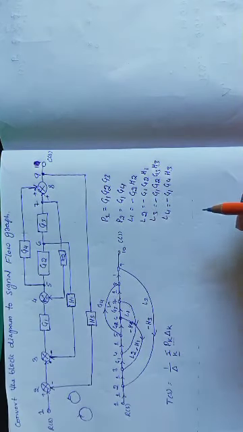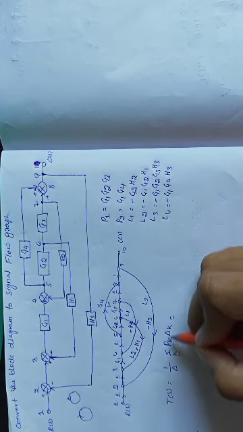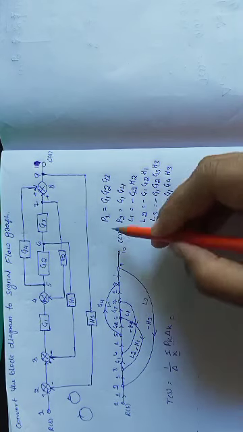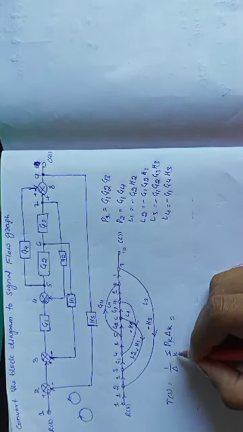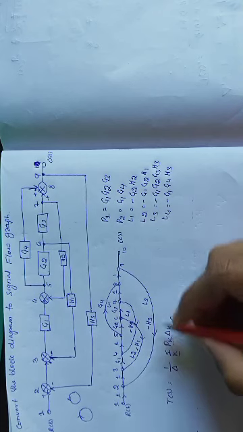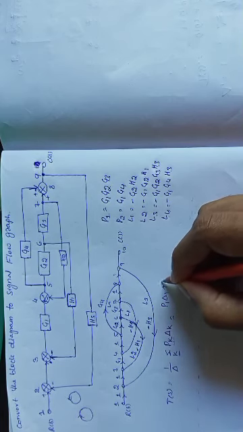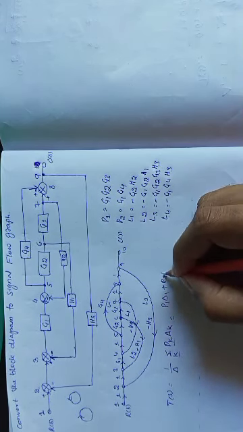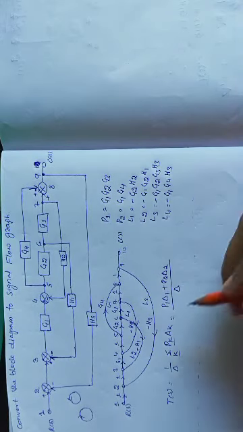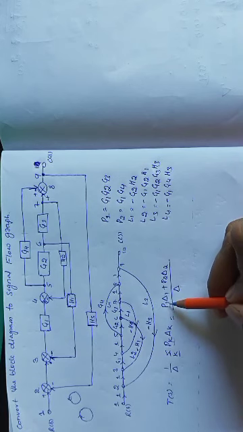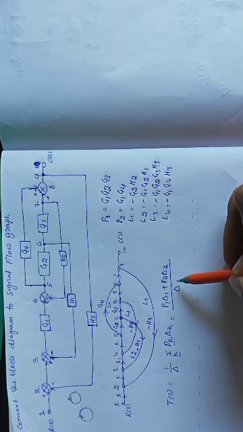Now after getting this, you have to expand your formula. As per the number of paths, there are two forward paths here, then K equals 2. Therefore the formula is P1 delta 1 plus P2 delta 2 divided by delta. Here P1, P2 are given, delta 1 and delta 2 you have to identify.